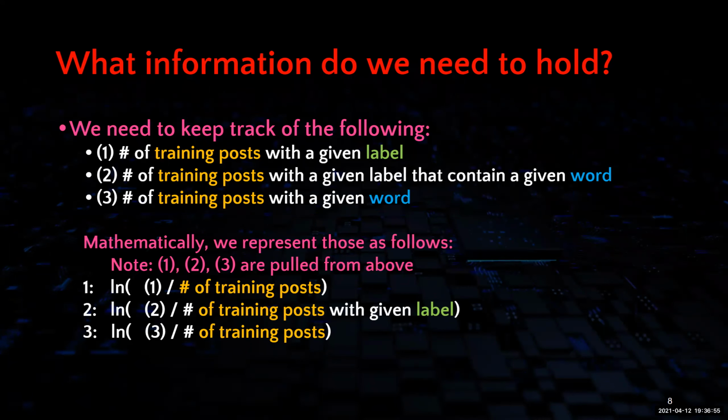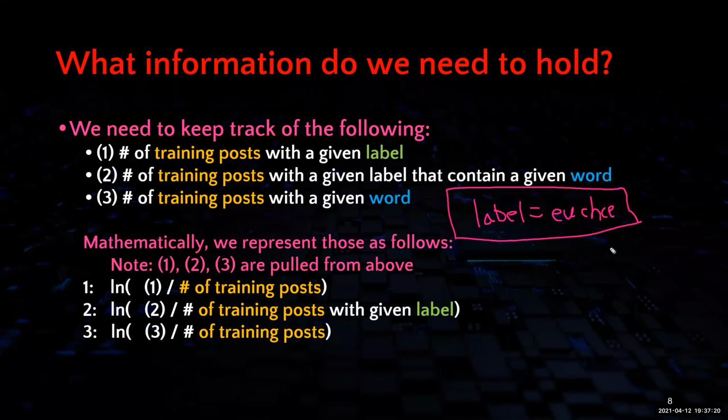All right, so number 2 is a bit more complicated. We're asking ourselves a question: number of training posts with a given label that contain a given word. That's a lot to take in, so what does that mean exactly? Let's say the label equals euchre. Given that the label is euchre, I want to know how many times the word card appears.